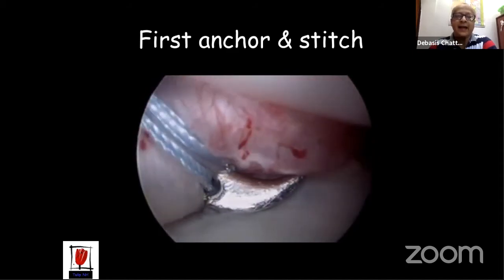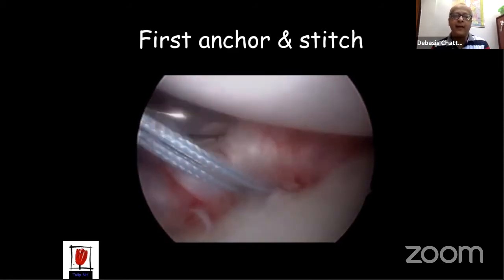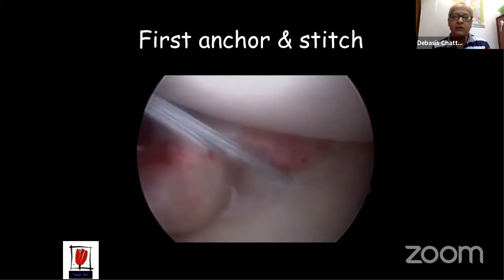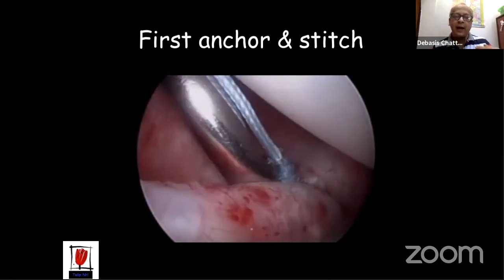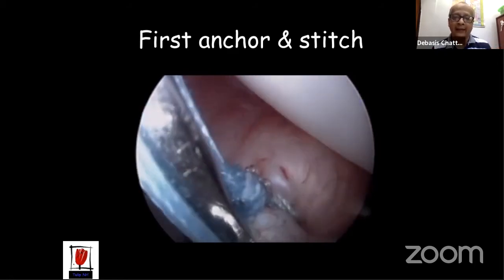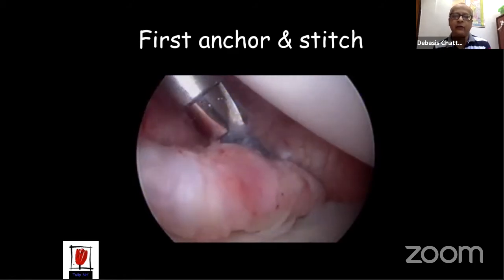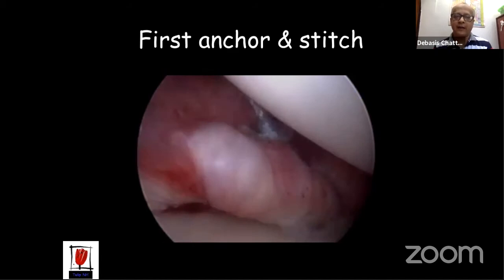And once that is taken, then you actually apply an arthroscopic knot. And the idea is to pull the capsule up proximally and also take up any lag in the anterior and anterior inferior capsule. So this is what we have done.